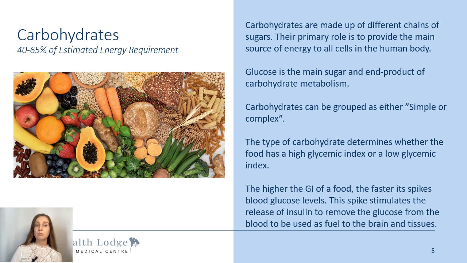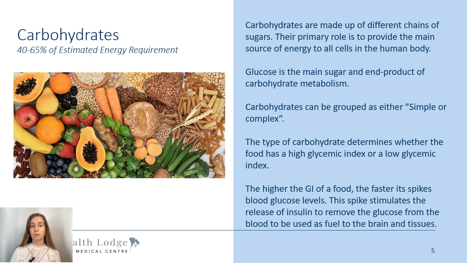Carbohydrates can be grouped as either simple sugars or complex carbohydrates. Basically, the difference is that simple sugars only contain a small chain of sugar molecules, whereas complex carbohydrates contain a longer chain of sugar molecules needing to be broken down in the small intestine, which takes longer and is more complex. So the type of carbohydrate, being simple or complex, will determine whether the food has a high GI or a low GI. Simple sugars tend to have high GI, whereas complex carbohydrates tend to have low GIs.